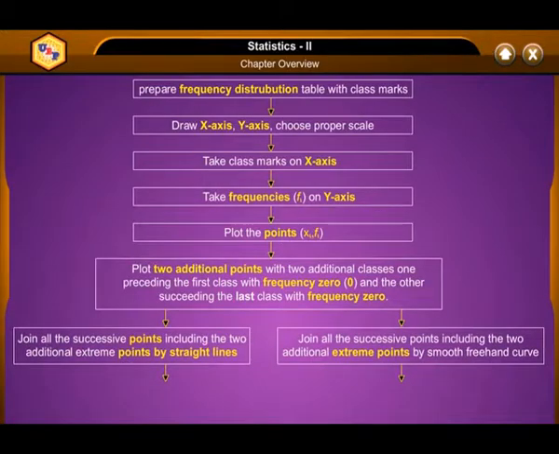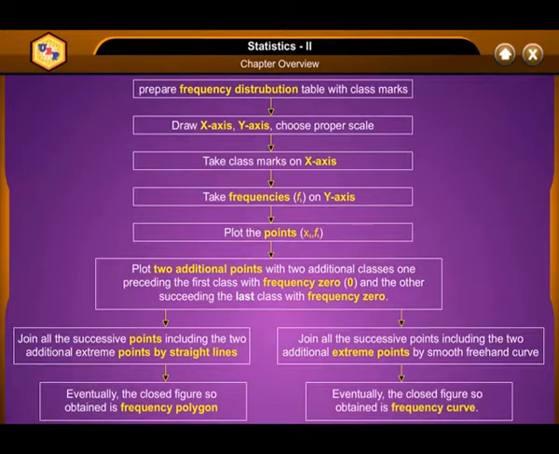Join all the successive points, including the two additional extreme points, by straight lines. Or join all the successive points, including the two additional extreme points, by a smooth freehand curve. Eventually, the closed figure so obtained is a frequency polygon. Eventually, the closed figure so obtained is a frequency curve.